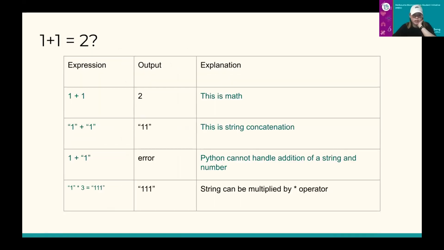Do they look familiar? Yes, we had these questions before the workshop from Poll Everywhere. So as you can see, 1 plus 1 is integer type and the output is 2. This is just simple math. String 1 plus string 1 makes string 1, 1, which is string concatenation. And 1 plus string 1 makes an error because it's a different type of addition. And string 1 multiplied by 3 is string 1, 1, 1. That means a string can be multiplied by the asterisk operator, which means multiplication.